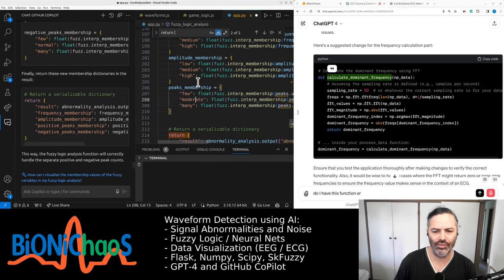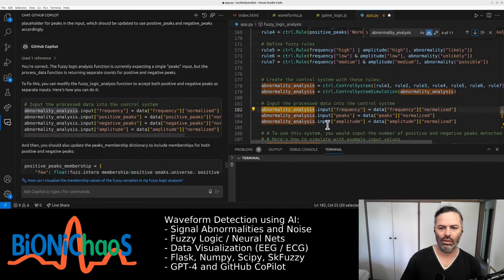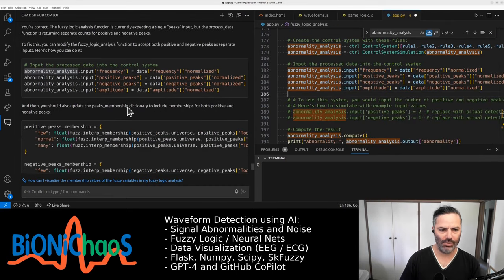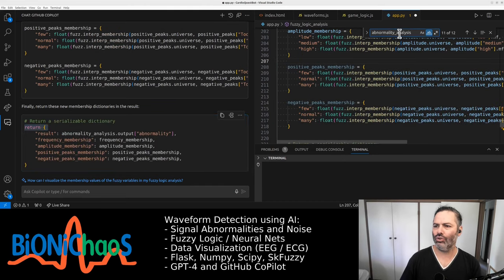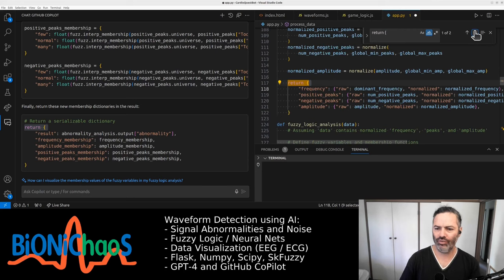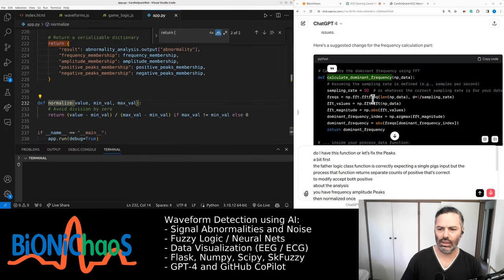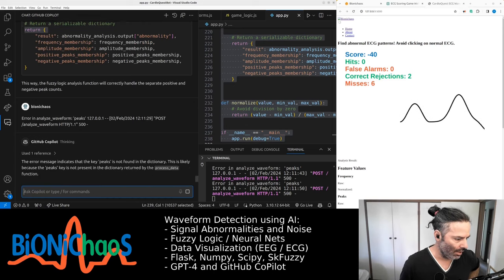Wait, let's fix the peaks a bit first. Yeah, we have frequency, amplitude, peaks, so the normalized ones. Then you should update the peaks membership dictionary, positive peaks membership and negative peaks membership. We have two returns. First one is okay, the second one isn't. We have results, frequency, amplitude. That looks legit. Still have peaks somewhere. Still have the same error.